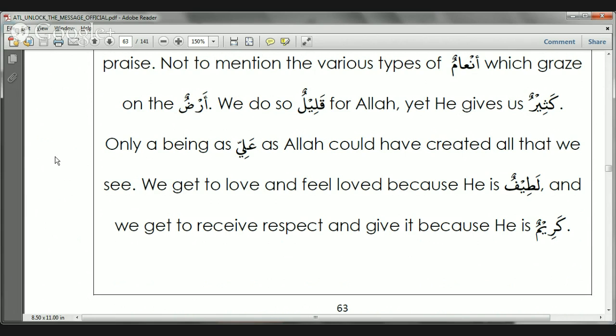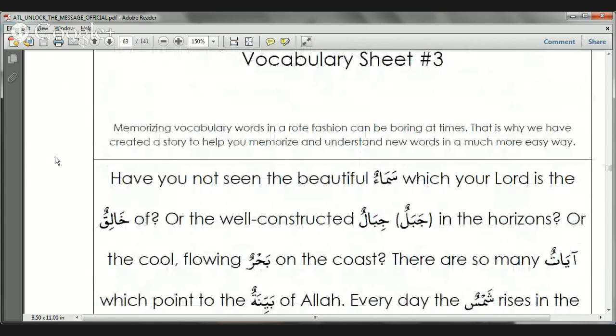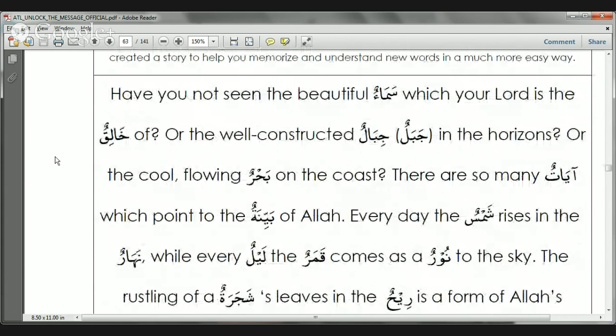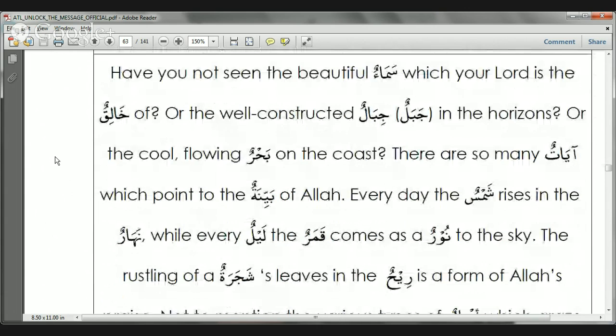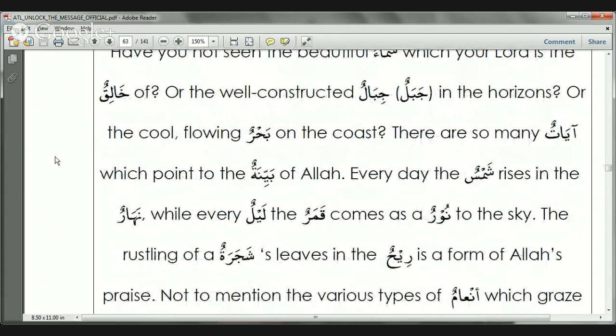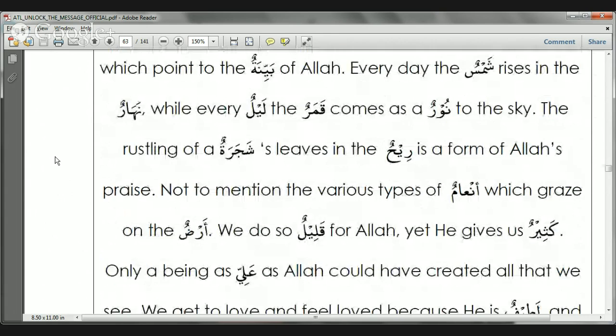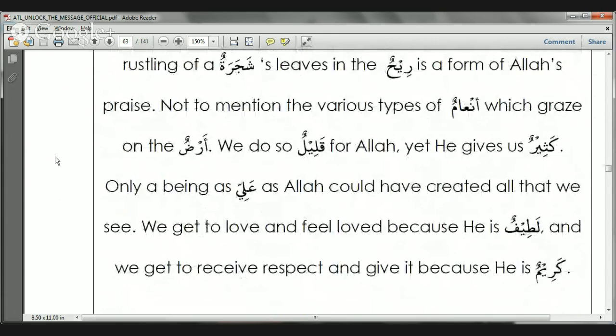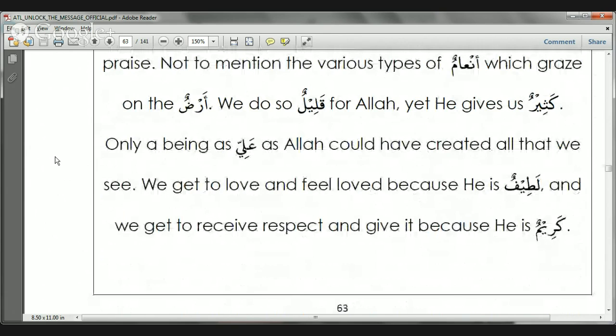How many words did you just go through? Sorry. New words. 1, 2, 3, 4, 5, 6, 7, 8, 9, 10, 11, 12, 13, 14, 15, 16. Okay. 16 words.